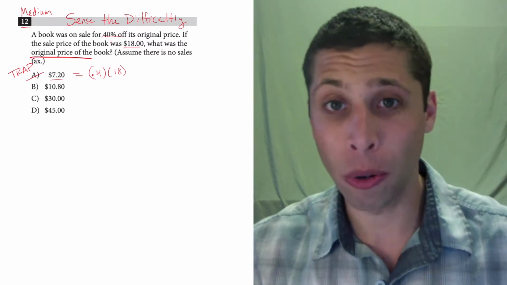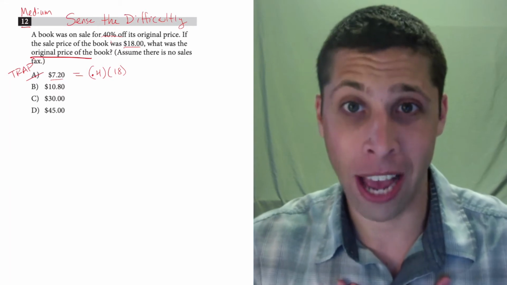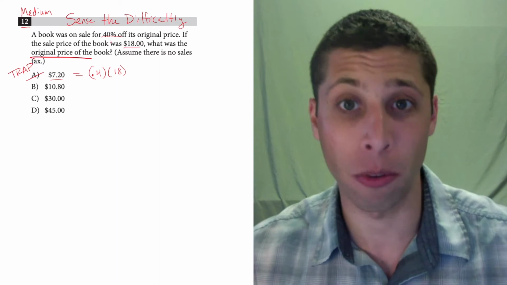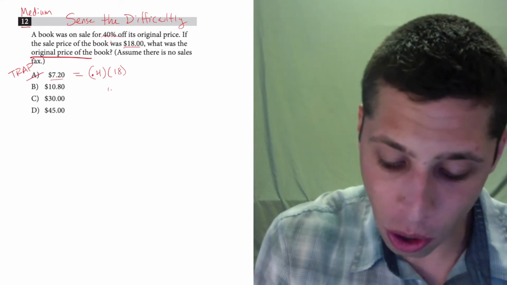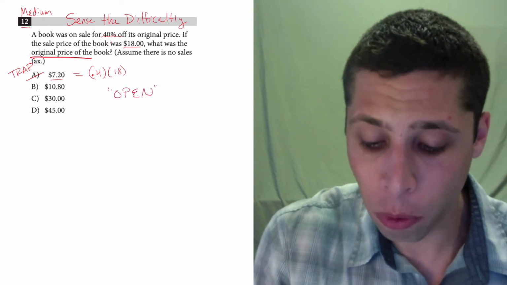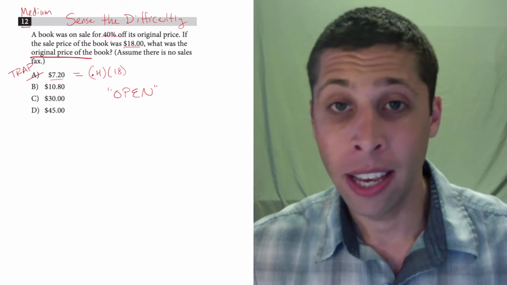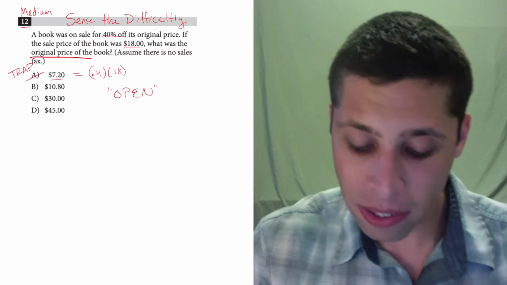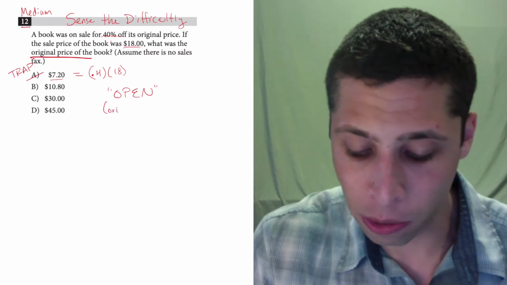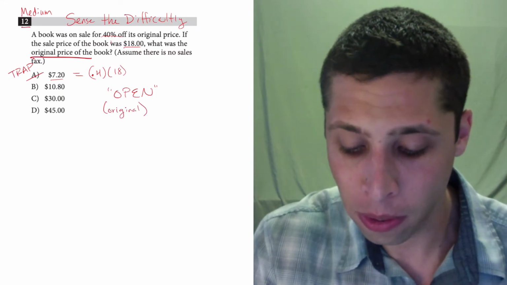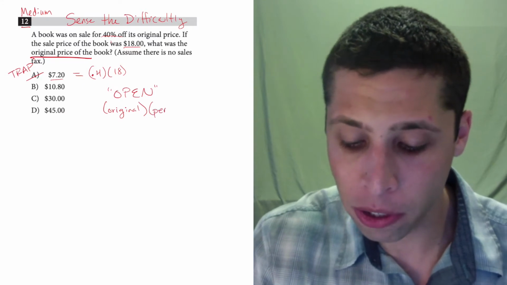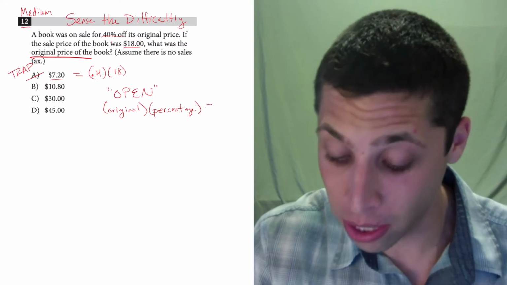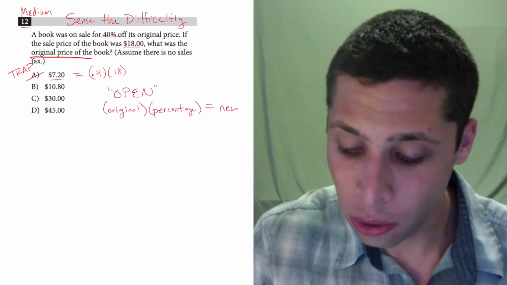In this case, we're going to use what I invented to help with percentage questions, because everyone gets these wrong. We need a better formula than what's out there. So I use what's called the open formula. This is very much based on the formulas you learn in school. Basically, we're going to take the original value, multiply it by the percentage, and that equals the new value, right?